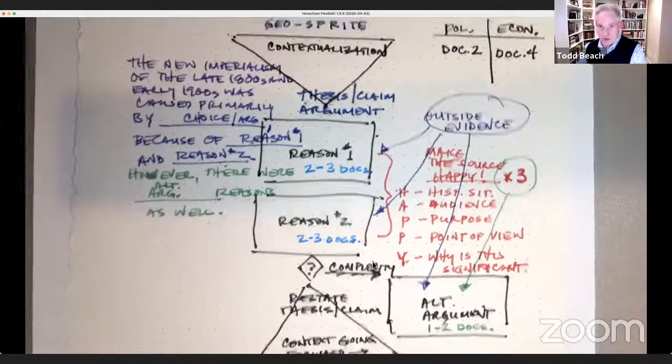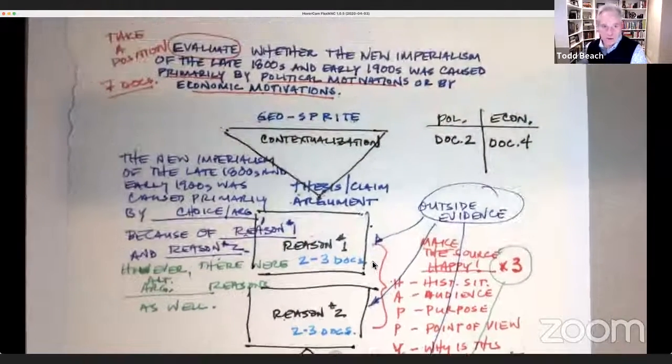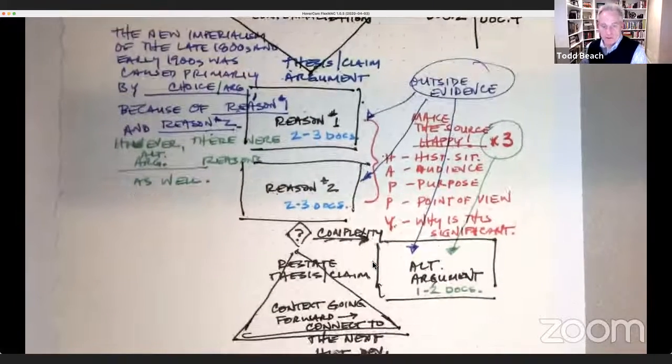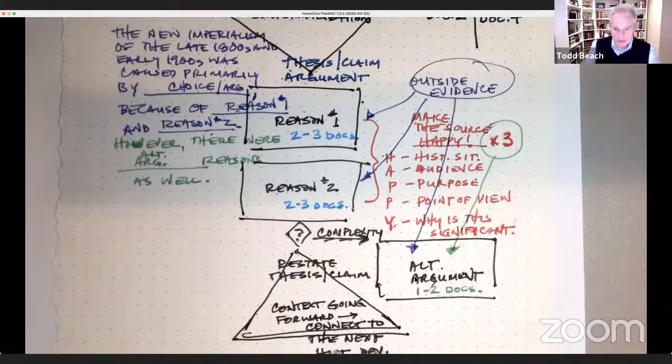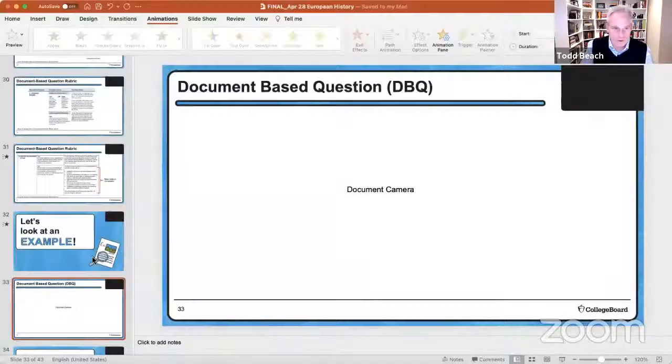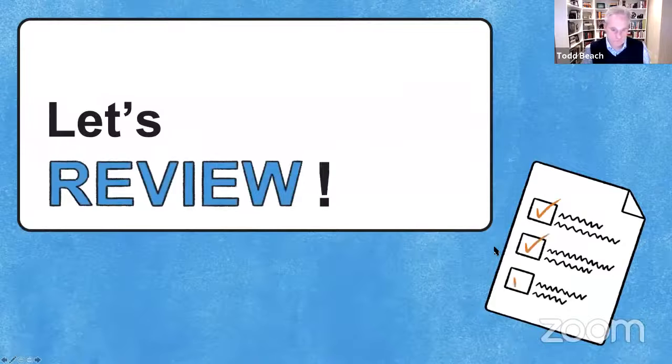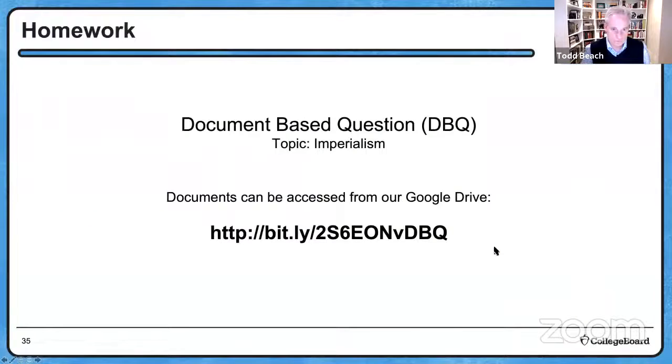And you have that T-chart as well to help you organize it. And so I hope you find this structure helpful. And the best way to know whether it's going to be helpful or not is to practice. Yep, absolutely. Give it a practice. We'll go back to the PowerPoint. We'll get you going here. So there's your homework. The document-based question is, the topic is imperialism.